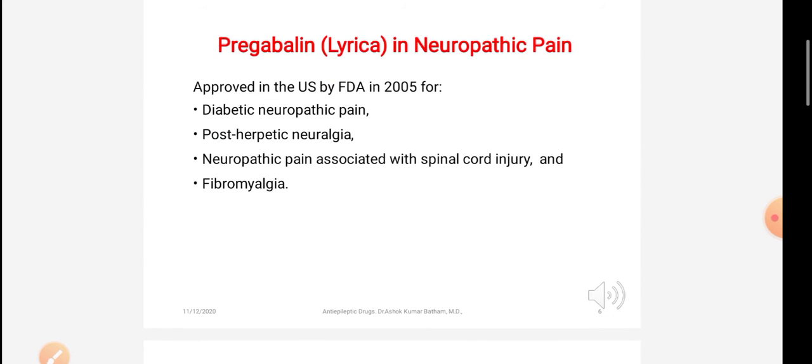But as far as the regulatory authorities are concerned, the US FDA approved pregabalin for use in neuropathic pain in 2005, and according to US FDA, this drug can be used in diabetic neuropathic pain, post-herpetic neuralgia, neuropathic pain associated with spinal cord injury, and fibromyalgia.